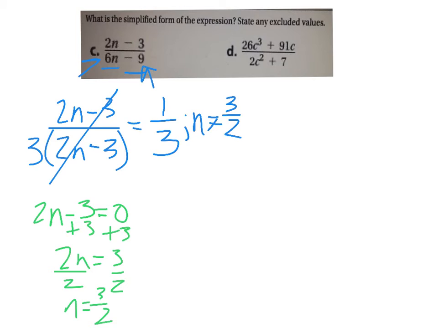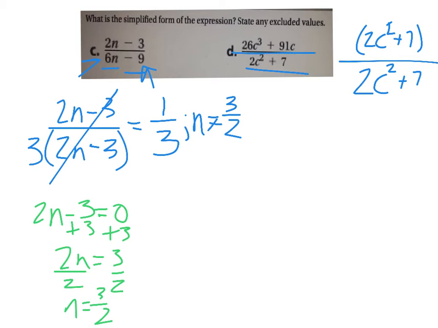Okay, looking at the next one. All right, this one's a lot more in depth. It looks a little bit scarier, but remember, start with the simplified one. So my simplified version is 2c squared plus 7. So if I can get the top to also say 2c squared plus 7, then they're going to be able to cancel out. So let's just go ahead and try that. We'll start with, we know it's going to be something on the outside, but if I were to write 2c squared plus 7, let's see if we can figure out what we need to multiply that by to get back to this original one. Okay?